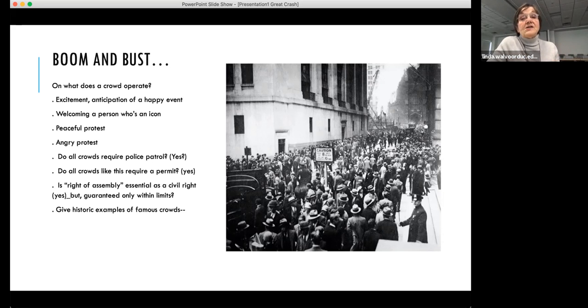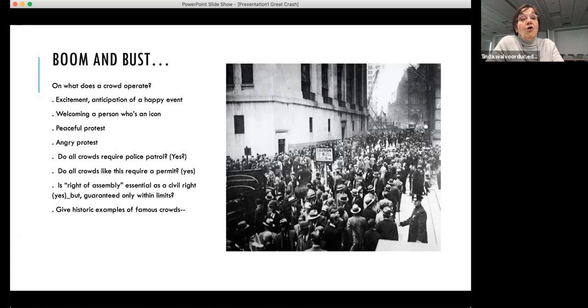So peaceful protest has a crowd psychology to it. Angry protest also gets that way. Do all crowds require police patrol? Well, you see a policeman right here in the picture, indicating that these people are walking, not running. They don't seem to be screaming. They all have their hats on. They're dressed up. They're carrying a caution sign, but they don't seem to be a mob as we think of a mob like we saw in the Capitol.